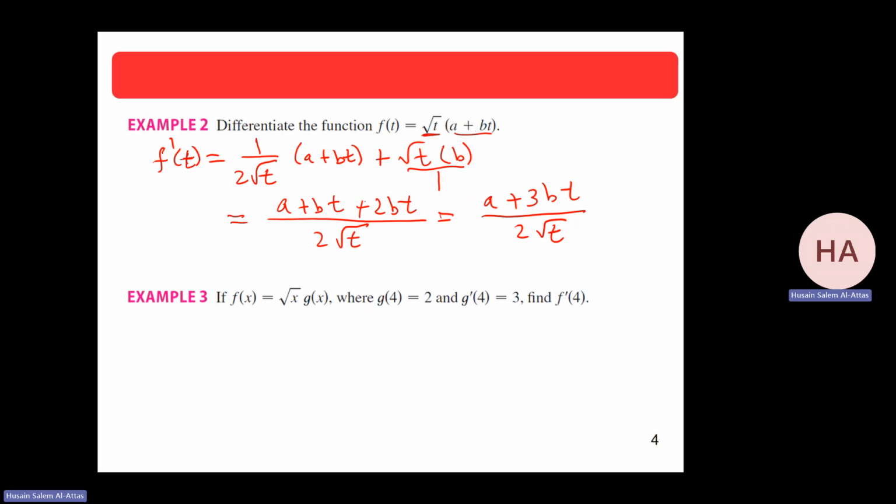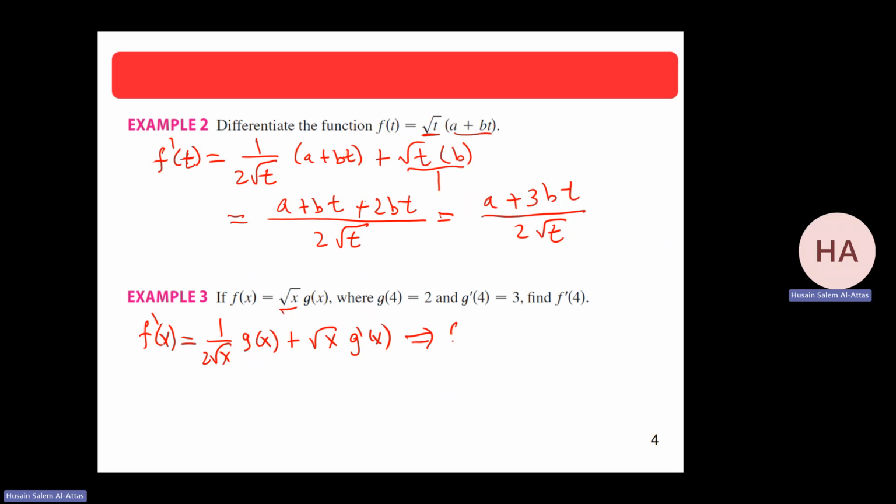Okay. Sometimes he puts one of the functions as g. I don't know what is g, but he gave you some information about g. So we'll do the calculation as usual, and then we substitute. F prime will be what? Derivative of the first, 1 over 2 root x times the second, plus the first, derivative of the second.